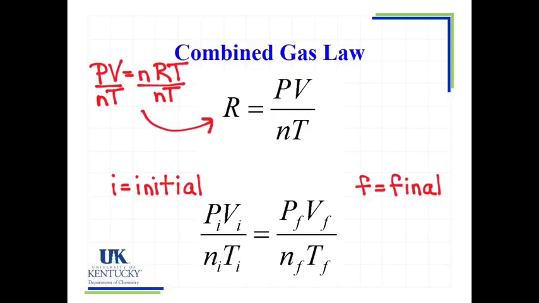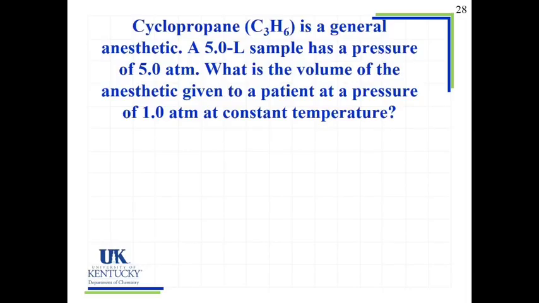Both of these left and right are equal to R, so they must be equal to each other. Sometimes you'll also see these designated as 1 and 2. So you might see P1V1 over N1T1 and P2V2 over N2T2. The notation doesn't really matter. The key is that we have an initial or starting set of conditions and some final set of conditions, and we have to make sure we keep the data sorted correctly.